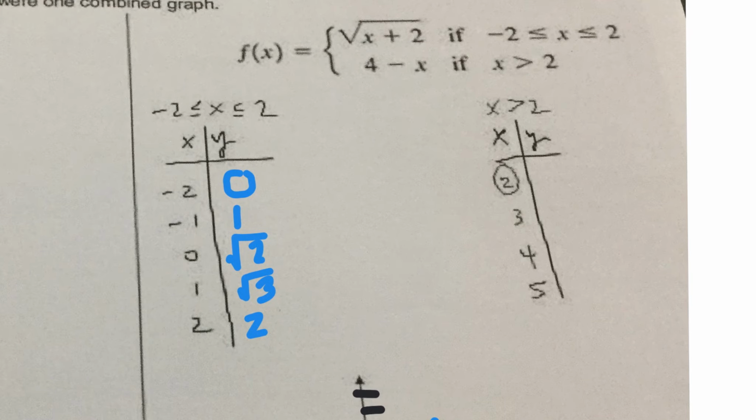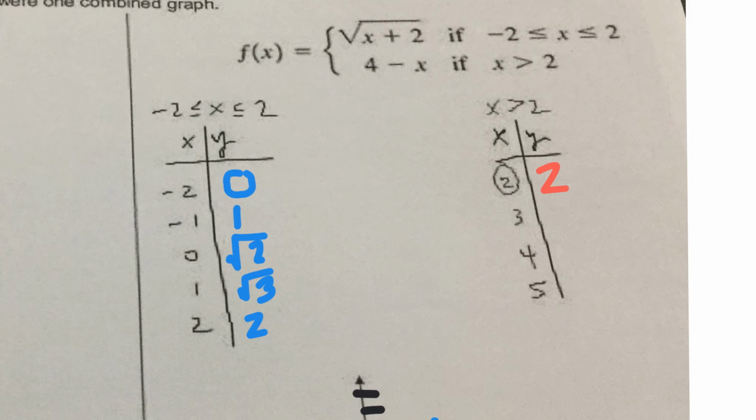Now the second part is a line. f of x equals 4 minus x. So x's have to be greater than 2. So 2 is not included, so we put an open circle. But we do want to know what happens all the way up to 2. And then we have 3, 4, and 5. So if I plugged in 2, 4 minus 2 is 2. Again, they're making them match up. That's not always the case.